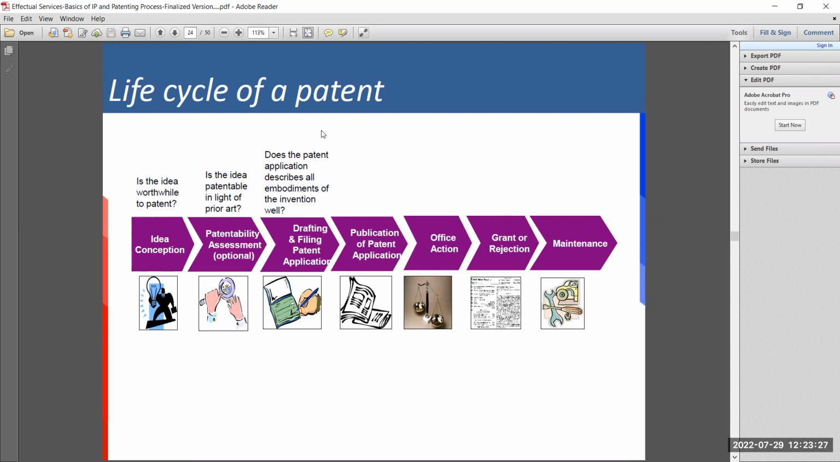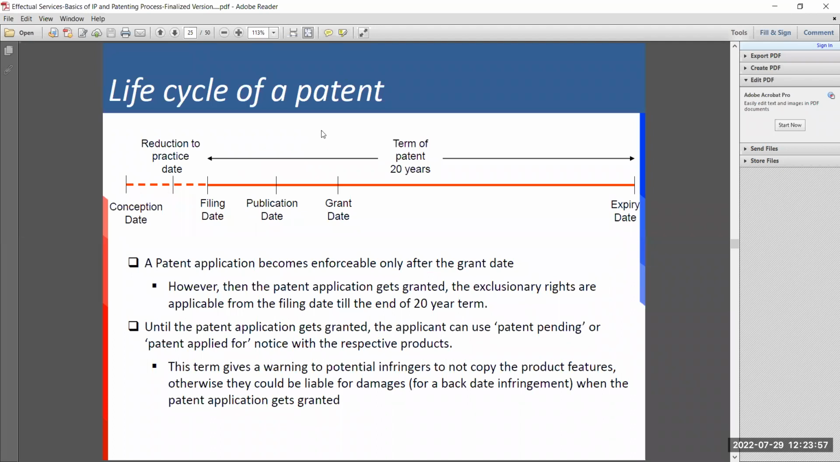Within 18 months it will get published, and then there is prosecution and office action. During the examination stage, one examination report is issued, and based on that, a response needs to be prepared technically to convince the examiner that our invention is unique and the objections stated are totally different. Based on that there would be a hearing, then grant or rejection, and after that, maintenance fees. The term is 20 years from the filing date, and the patent is enforceable only after the grant date.